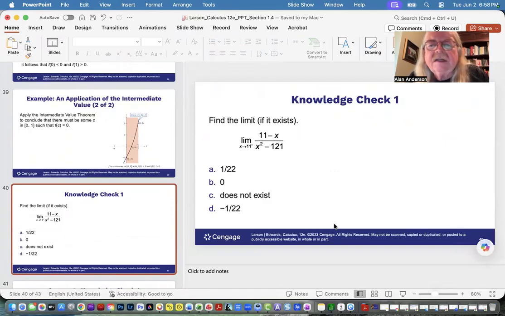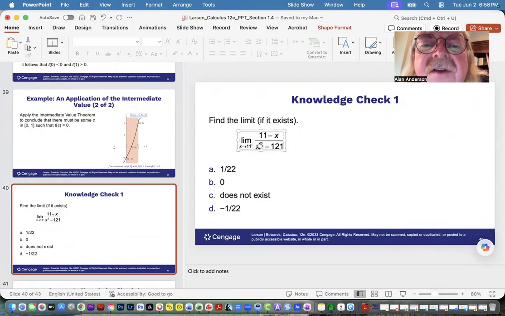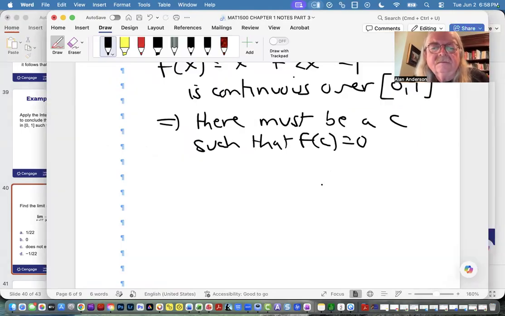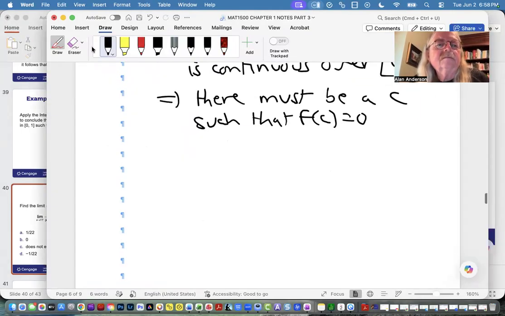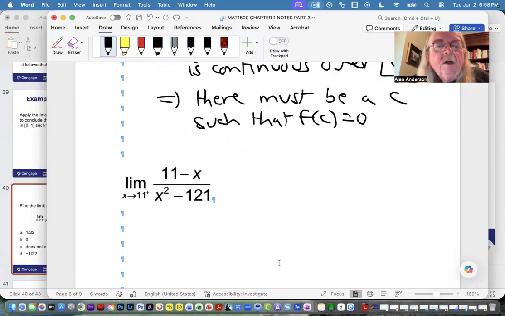All right, so here's an end of section example. Let's try it. Now, if you notice, it's hard to see it there. There's that little plus next to the 11, which means it's approaching from the larger numbers. So why don't we go into Symbolab and see what this thing looks like?